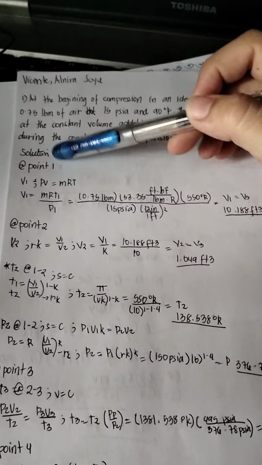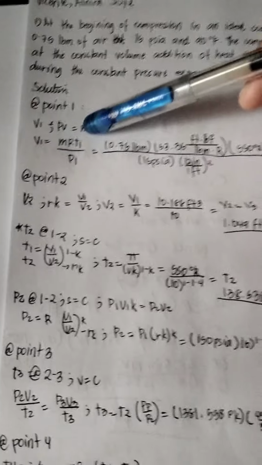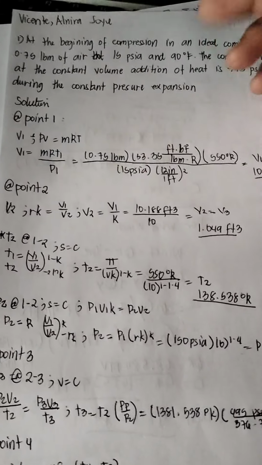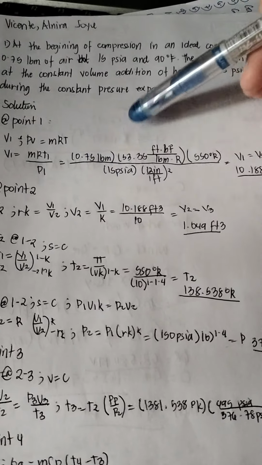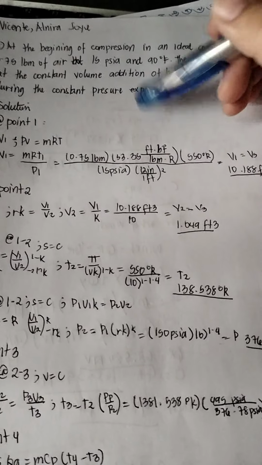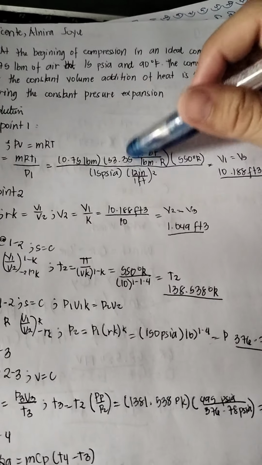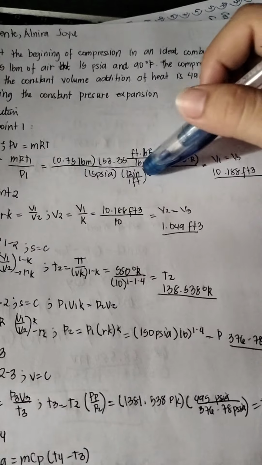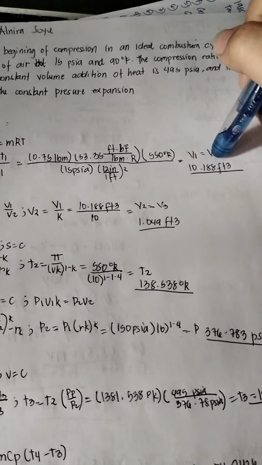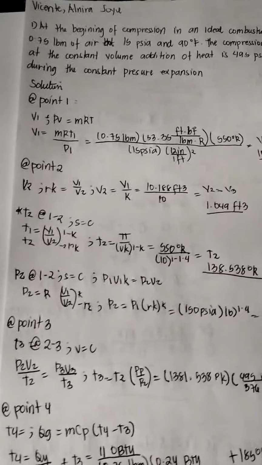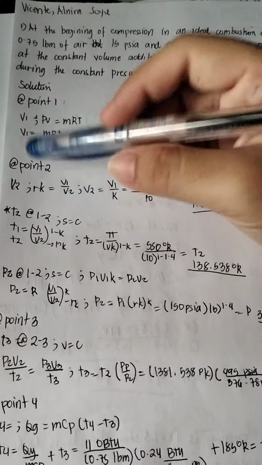So, sa solution natin sa point 1, P1V1 is equals to mRT1, so V1 is equals to mRT1 over P1. Pag sinubstitute natin siya, equals 0.75 and 53.35 times 550 over 15 psia times 12 inches over 1 feet squared, V1 is equals to 10.188 feet cubed. So, sa point 2 natin, V2 is the new RK.